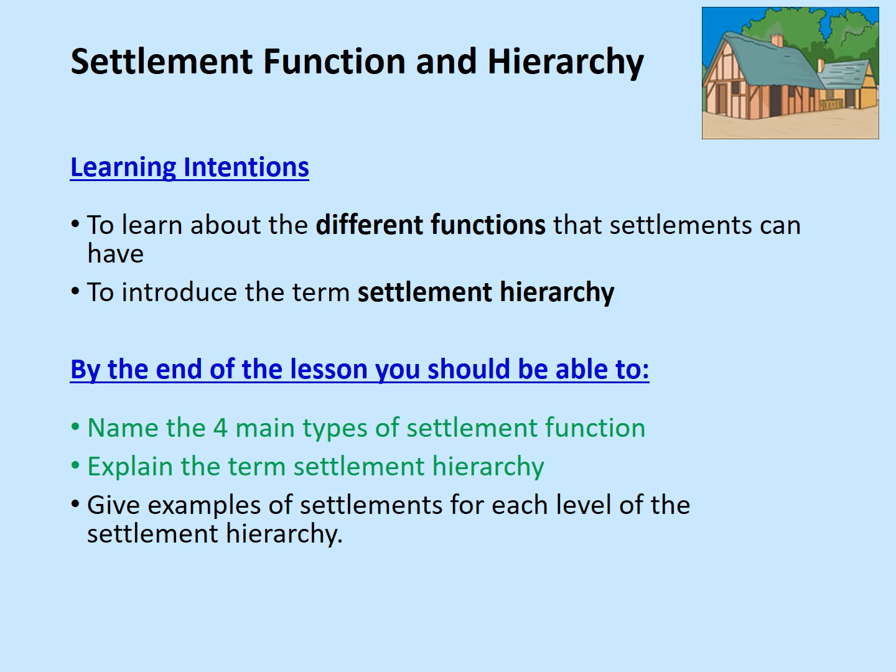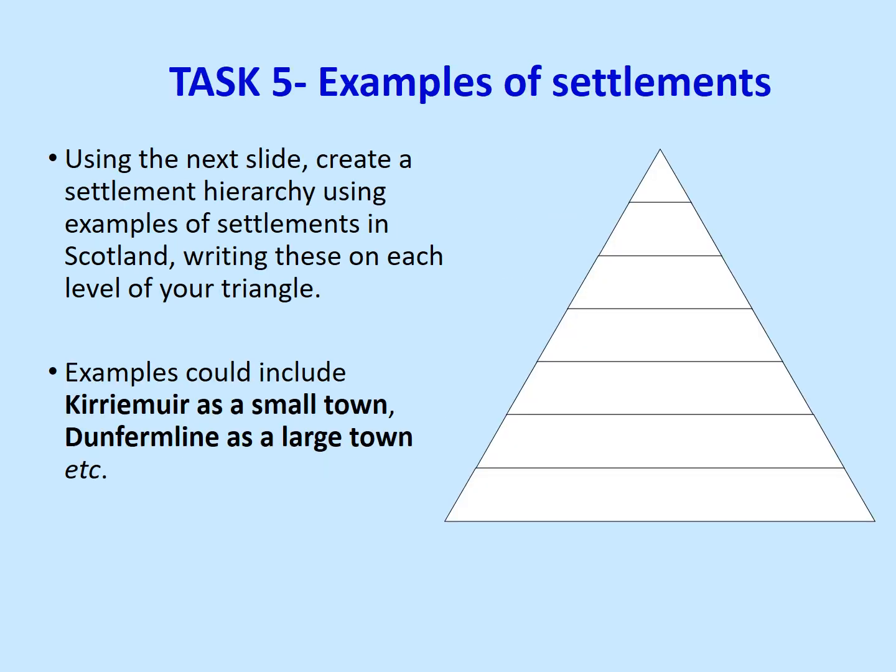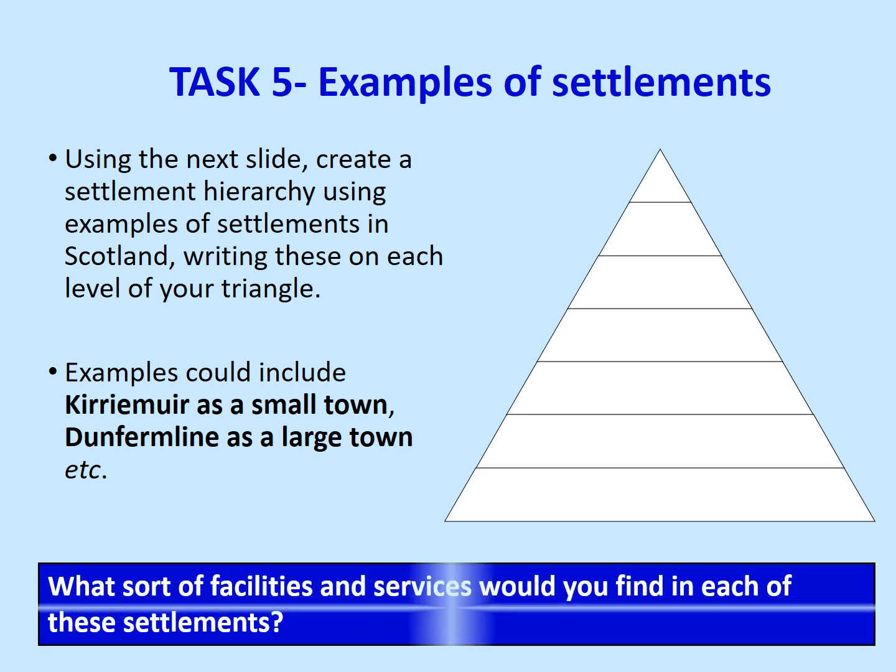Okay, so our second main aim today was to explain the term settlement hierarchy. So we should have noted that down in our jotter, and you should have the triangle drawn in your jotter as well. Now what we're looking to do next is give examples of settlements for each level of the settlement hierarchy. So task number 5 for today, so examples of settlements. So using the next slide, what you're looking to do is to create a settlement hierarchy using examples of settlements in Scotland and write these on each level of your triangle. Now examples could include Kirriemuir as a small town, for example, or Dunfermline as a large town, so you can go from there. Now think about as well what sort of facilities and services you would find in each of these settlements that you might mention.